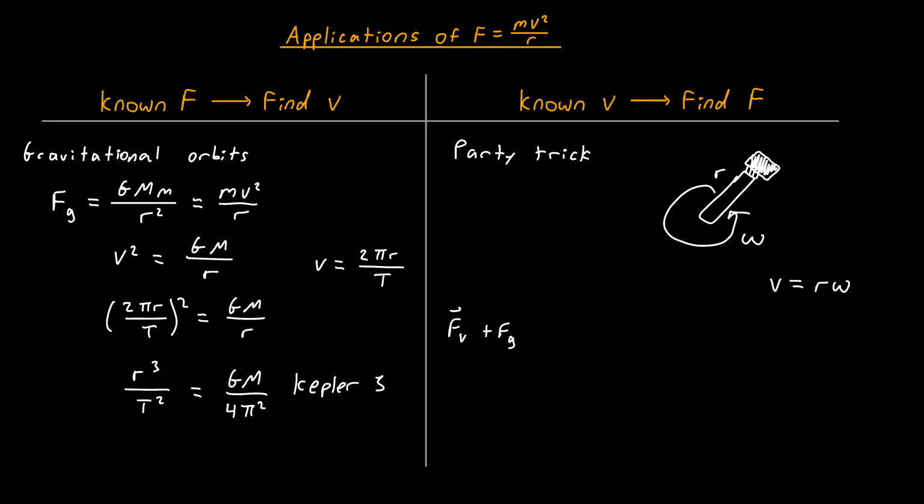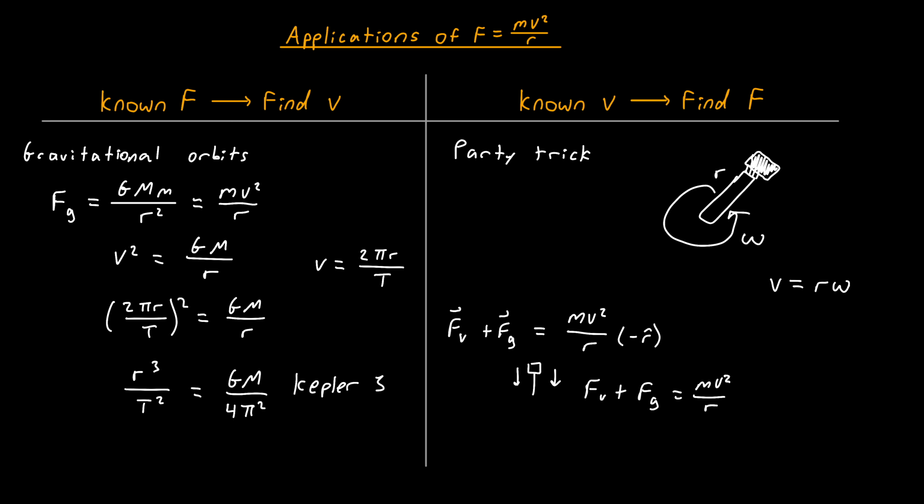Then if you add up those force vectors, what you have to end up with is mv squared over r in the minus r hat direction. Now, when the phone is at the top of the circle, both the Velcro adhesion and the gravitational force are pulling down on the phone toward the center of the circle, which means that their magnitudes, Fv plus Fg, have to add up to mv squared over r.